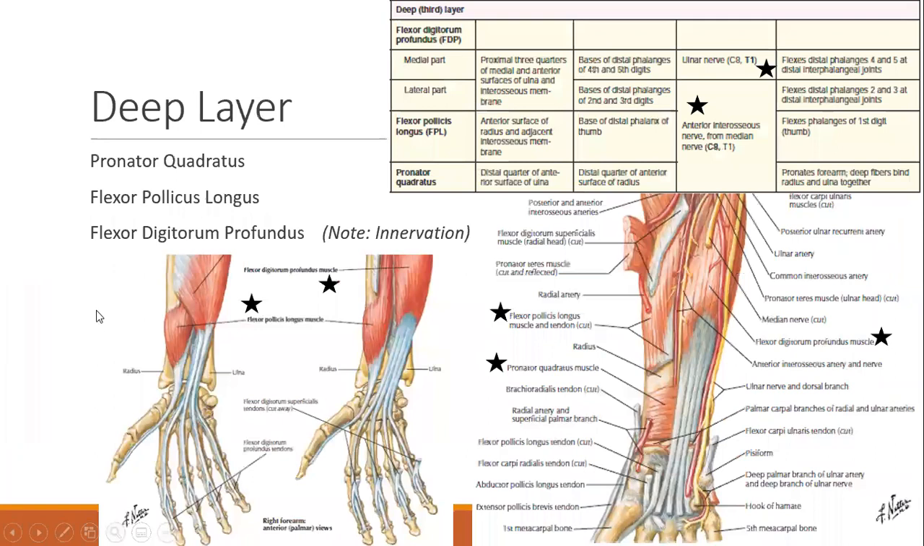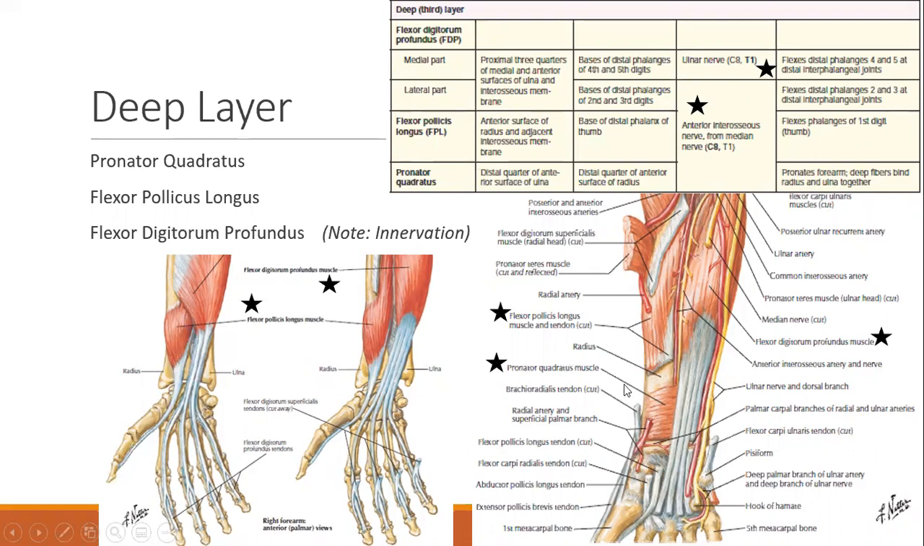Okay, and now your deep layer. So for your deep layer, you have your pronator quadratus, your flexor pollicis longus, and your flexor digitorum profundus. So you can see here, this is your flexor pollicis longus. So when you see pollicis, think thumb. So flexing the thumb, and it's longus because it has a long tendon. When you see a longus, there's usually a brevis, and there is a flexor pollicis brevis that's in the hand itself. So our flexor pollicis longus coming down and inserting on the distal phalanx of the thumb.